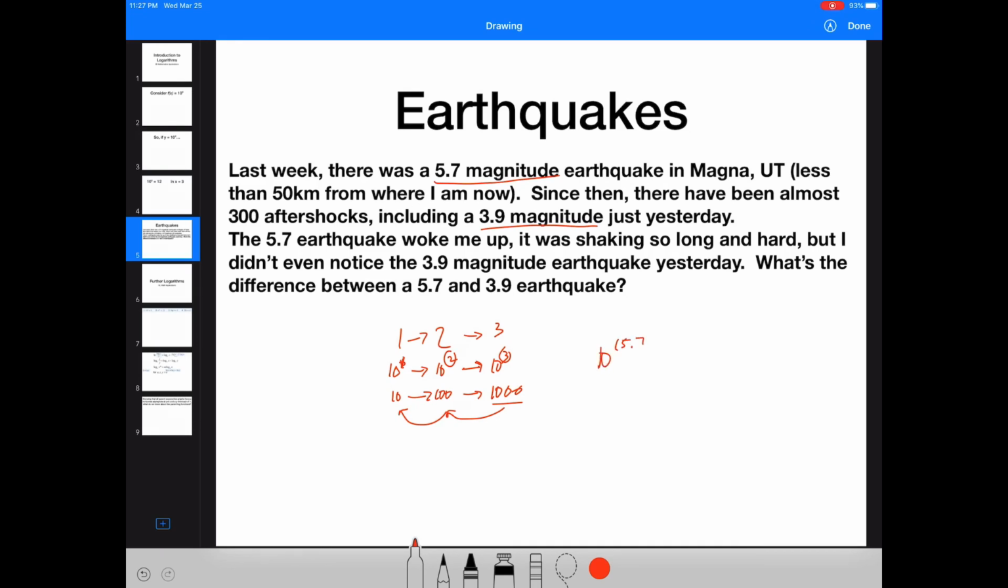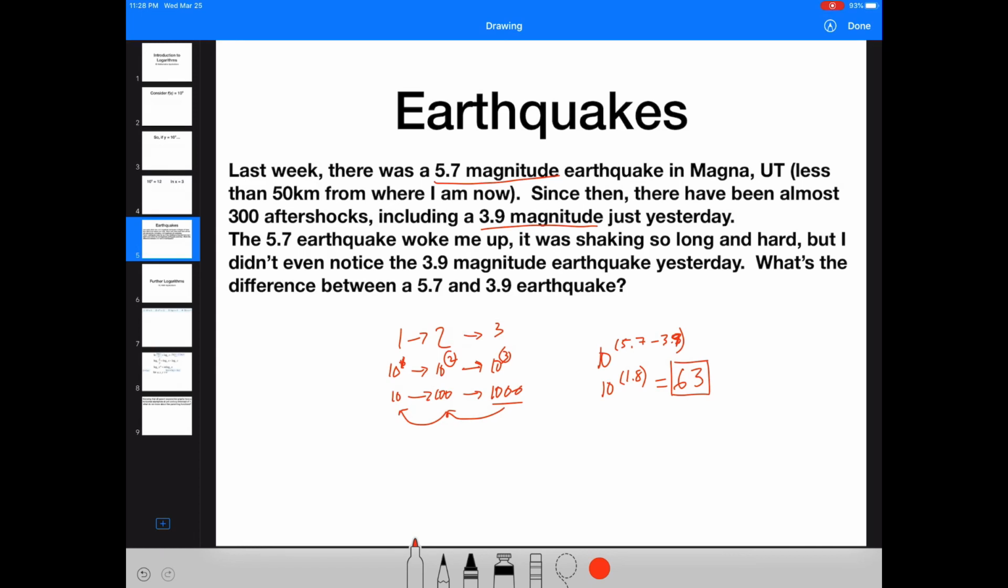So I'm going to go 10 to the 5.7, and then I'm going to subtract the 3.9. Okay? And what that gives me is the difference in those magnitudes, so 10 to the, that would be 1.8. And if I punch that into my calculator, then I get a value of about 63. So that explains why one woke me up and the other one I didn't even feel, because the 5.7 is approximately 63 times greater than a 3.9.